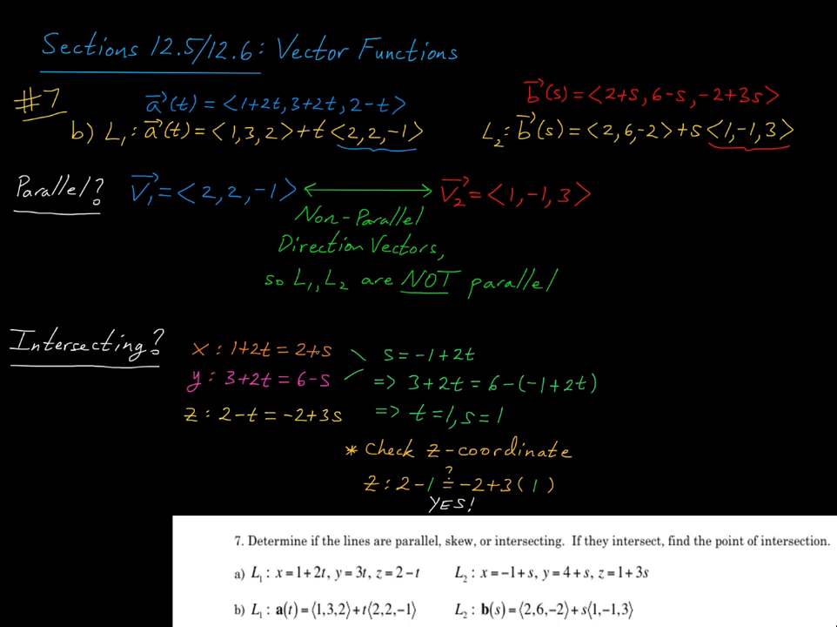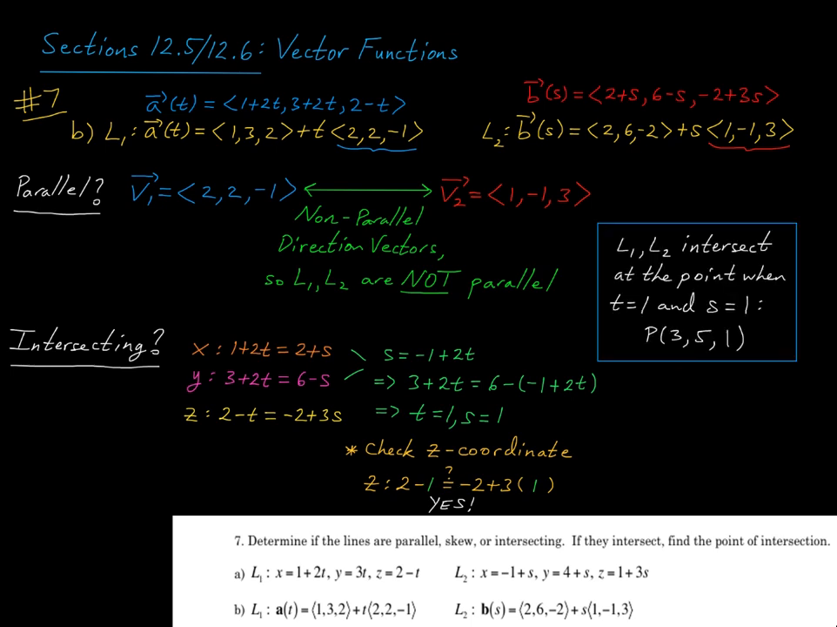Are they intersecting? Well, just as we did in part A, from the first two equations, I see that s is negative 1 plus 2t. Now plug that in for s in the equation for y. So you get 3 plus 2t is 6 minus the quantity negative 1 plus 2t. And you solve for t, you get 1, and if t is 1, plugging that in up here, you get that s is negative 1 plus 2 times 1, and that's also 1. Check the z coordinates. So plug 1 in for t and 1 in for s, and here you do get equality. So in this case, we conclude that the lines do intersect, and they're going to intersect at the point when both t and s are equal to 1.